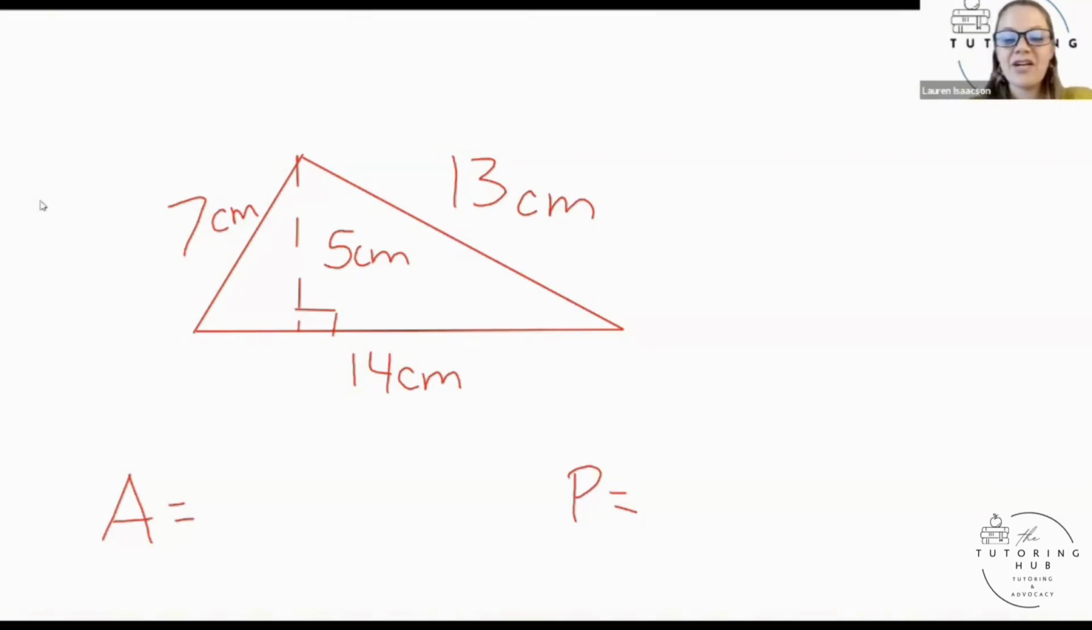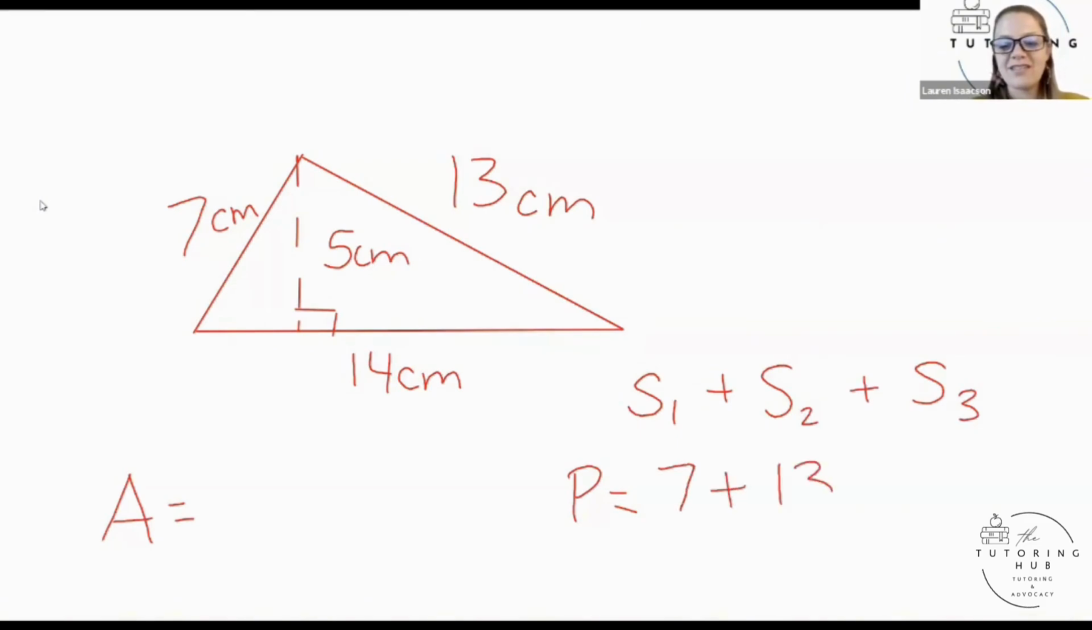So our equation for finding the perimeter does not change from a triangle to a square, a rectangle, or any shaped polygon. We have a side plus a side plus a side. In this case, we have 3 sides. So we would add in any order 7 plus 13 plus 14.